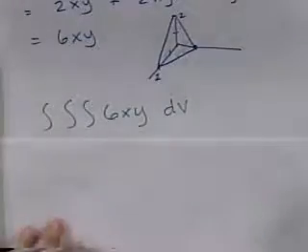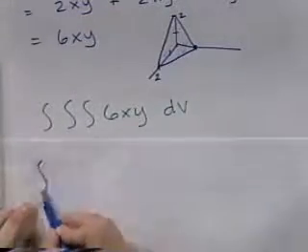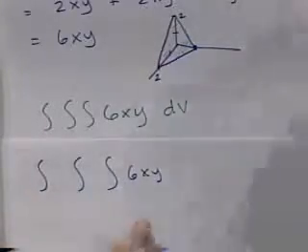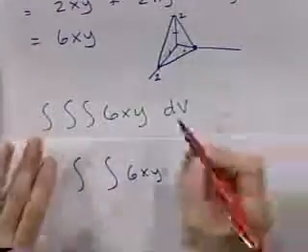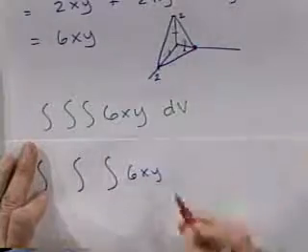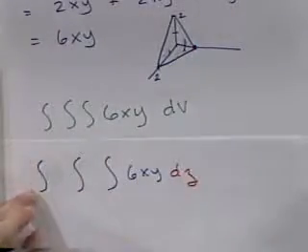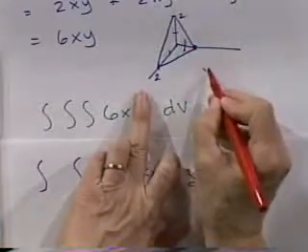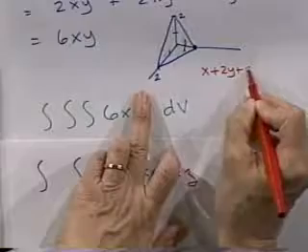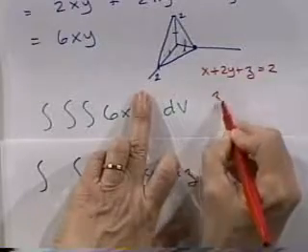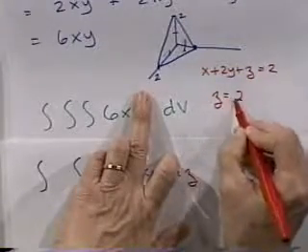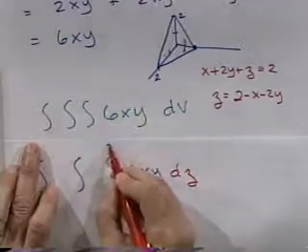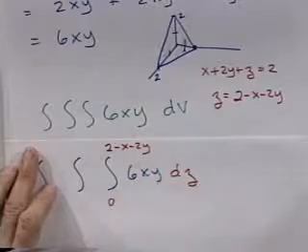So I'm going to just set up my limits of integration. If I take a point in the xy plane, I'm going to be integrating with respect to z first. What is z ranging from? Well, it starts out at 0. It ends up on the plane. Well, the equation for the plane was x plus 2y plus z equals 2. So if I solve for z, I get z equals 2 minus x minus 2y. So my z is going from 0 to 2 minus x minus 2y.